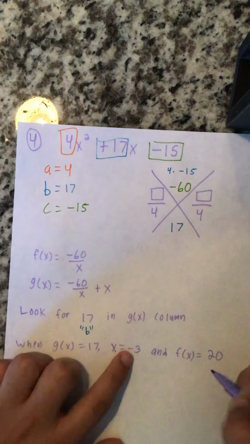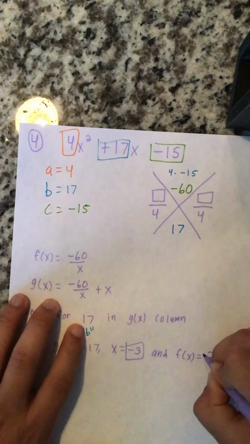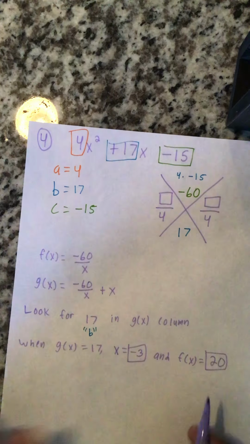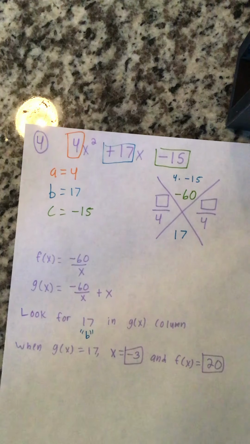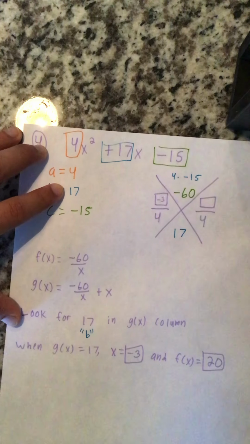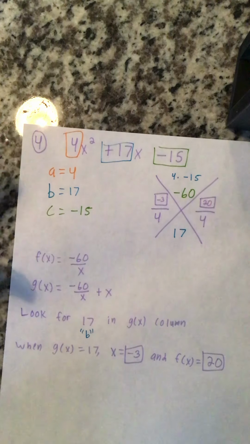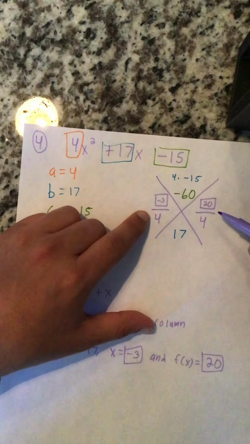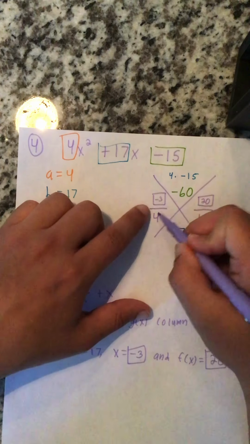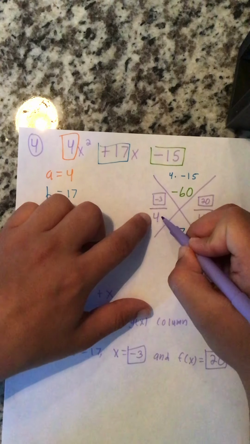So I have these two numbers, so boom, put a little box here, boom, put a little box there, and we bring them up here to these boxes. So I put negative 3 right there, 20 right there, and now we can do all the reducing and all that stuff. So on the left side, negative 3 over 4.